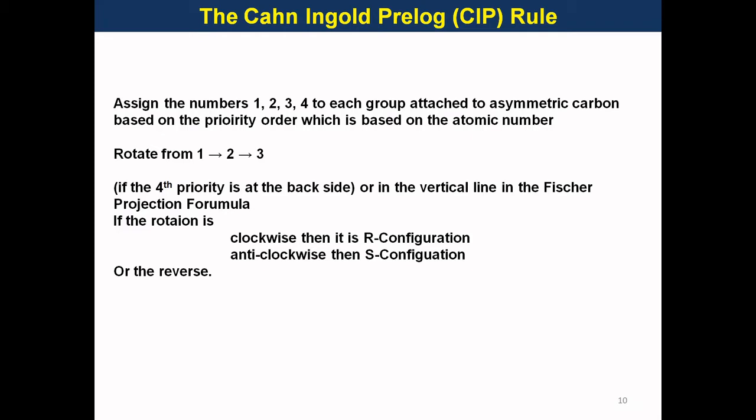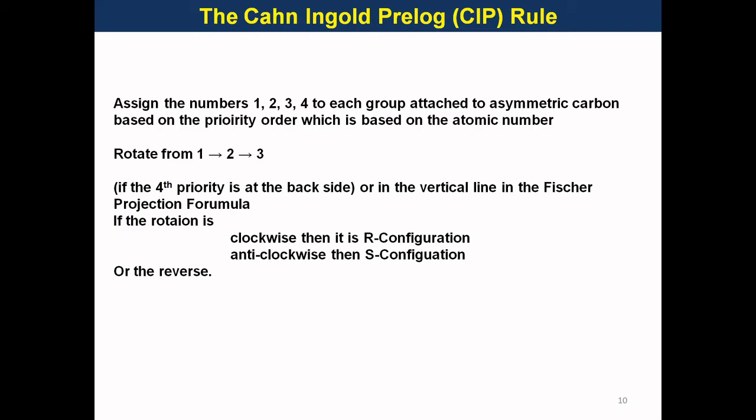Otherwise, we have to reverse. So clockwise is supposed to be R, but since the fourth priority is in the horizontal line, we have to assign it as S. So that's what the Cahn-Ingold-Prelog rule says.